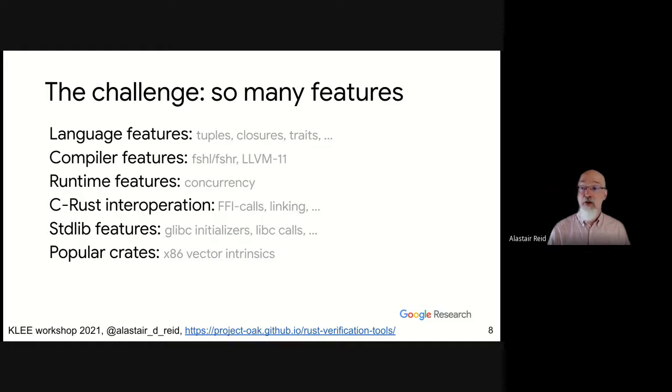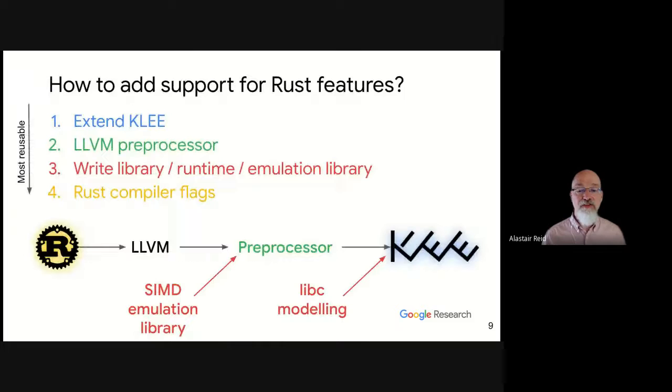And in particular, we couldn't even access command line arguments without support for a particular kind of initializer, which unfortunately KLEE did not support. And when we looked at these open source crates that people often use with Rust, we found that a bunch of the most important ones had hand vectorized code that used the processor-specific vector intrinsic functions. And so we set about trying to add support for these different features.